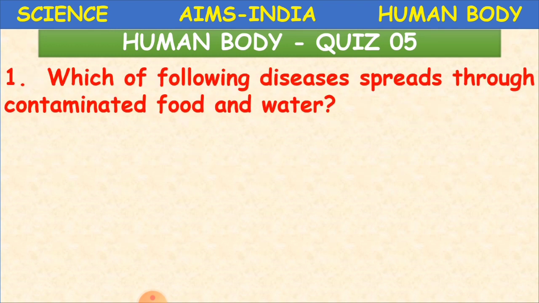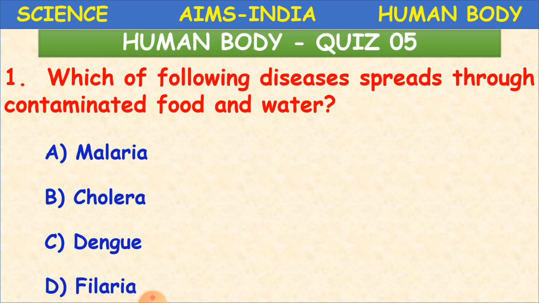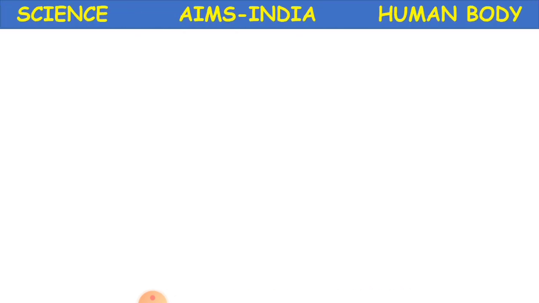Now we'll go to the question and answer session. Which of the following diseases spreads through contaminated food and water? Contaminated means, children, if there is any infection there. Is it malaria, cholera, dengue or filaria? Which do we get through contaminated food and water? So it is cholera. Clear, children? Yes. Now the second question.